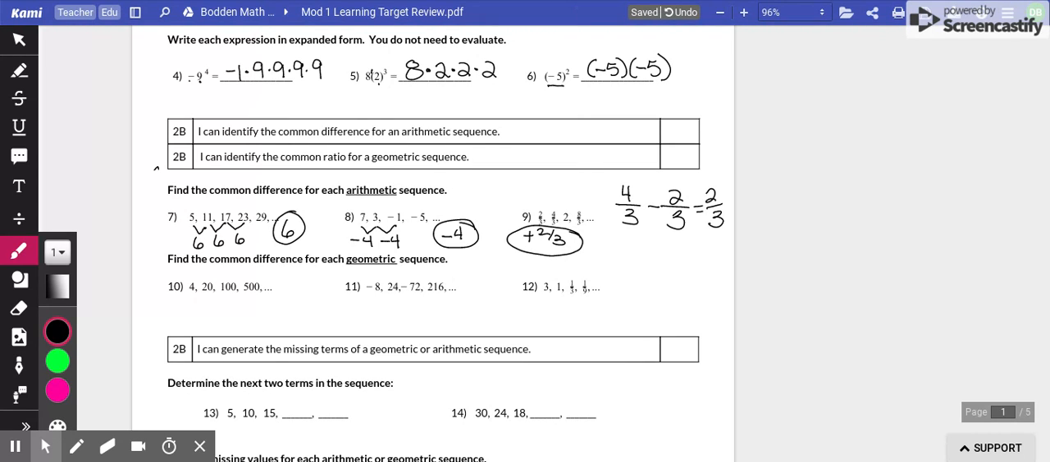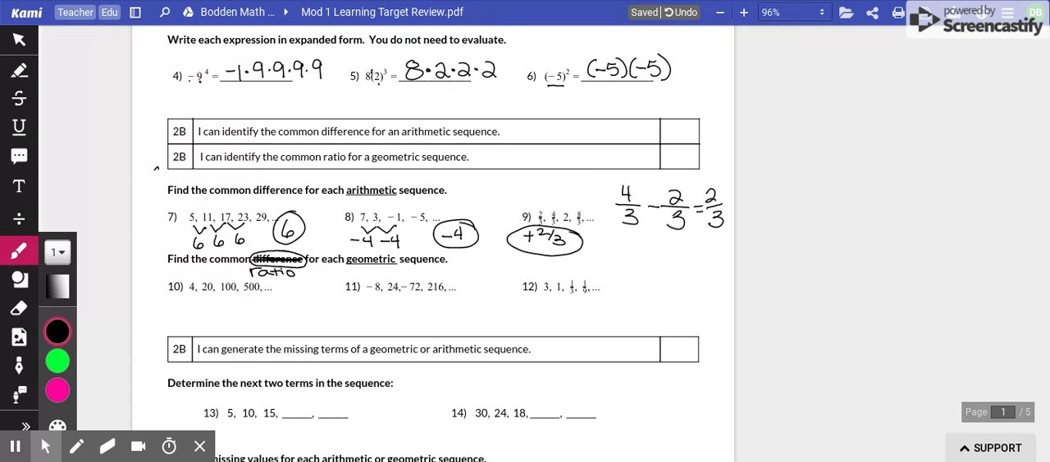All right, now in my geometric sequence, I'm not sure if you noticed, there's a typo. This should say common ratio. So you can fix that. Common ratio.